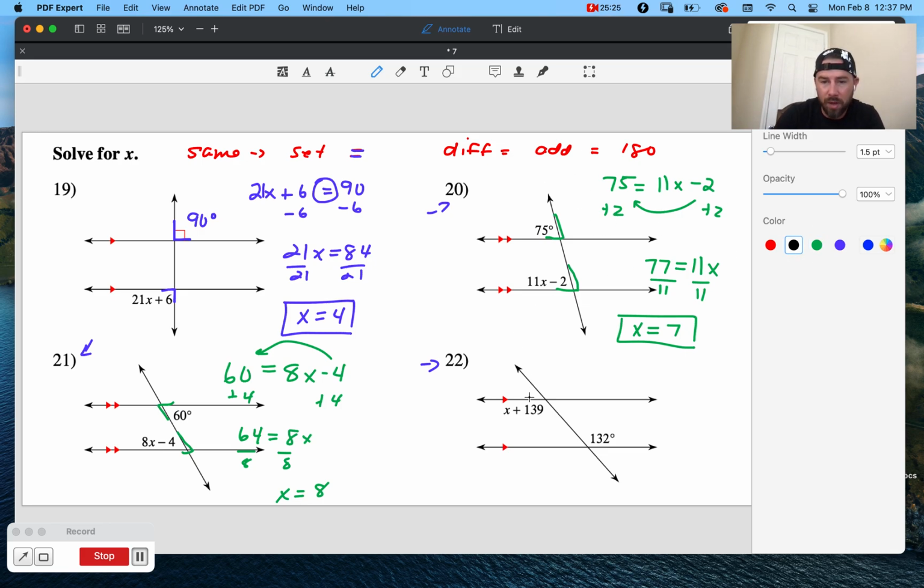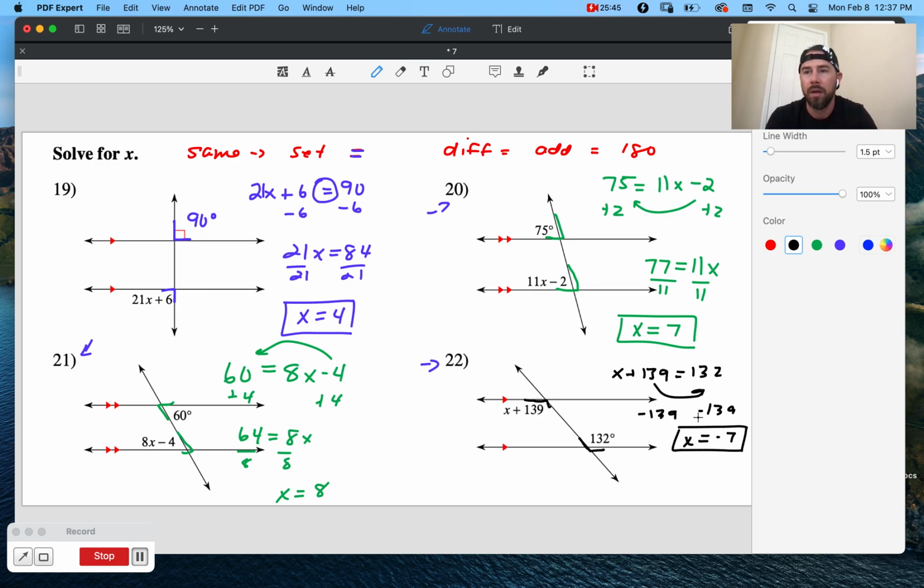So bottom one, obtuse angle, open, obtuse angle, open. I'm going to set them equal to each other because they look the same. x plus 139 equals 132. Subtract them over, and x equals -7.